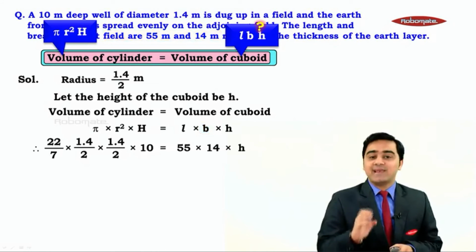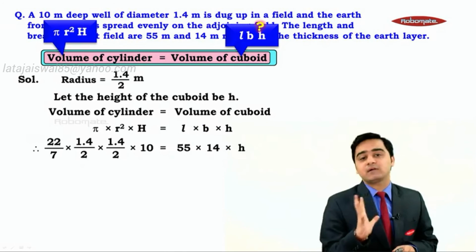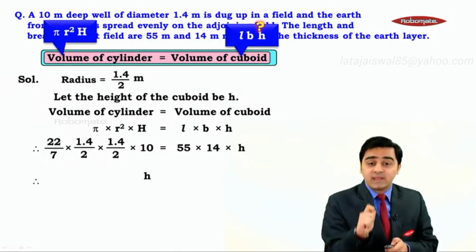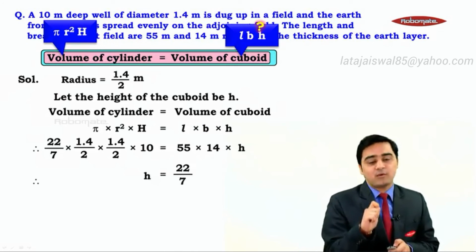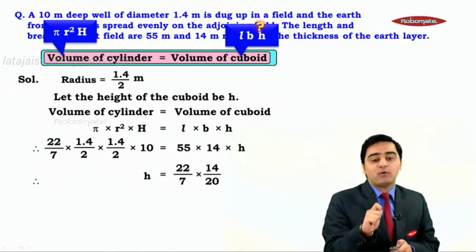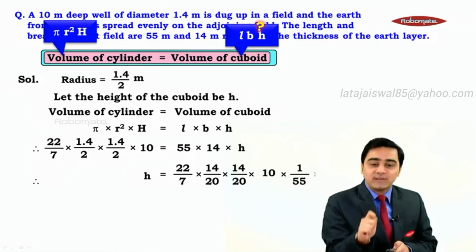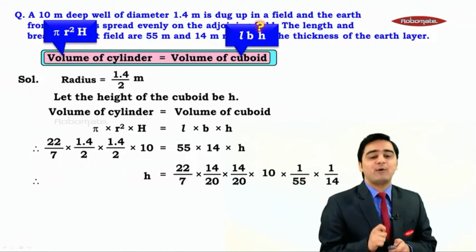Now let's do one thing. Let's keep h on one side and let's shift the other terms on the other side. So we can say therefore h is equal to 22 upon 7. Now into 1.4 upon 2 we can write 14 upon 20. Again it is into 14 upon 20 into we have 1 upon 55 into 10 into, yes, 1 upon 14.